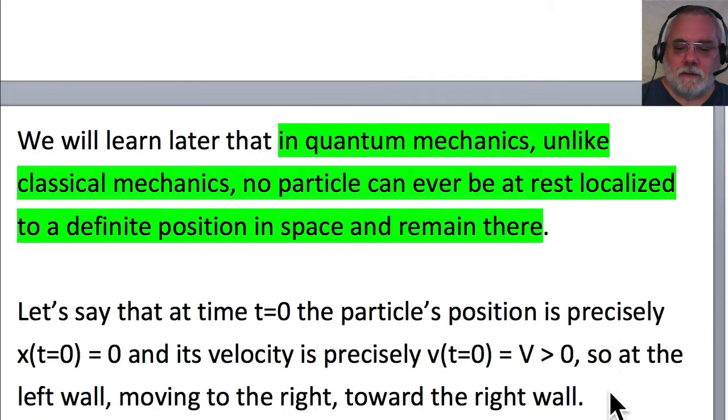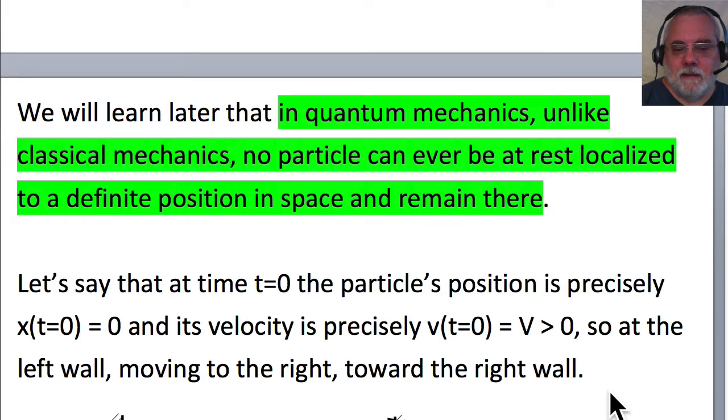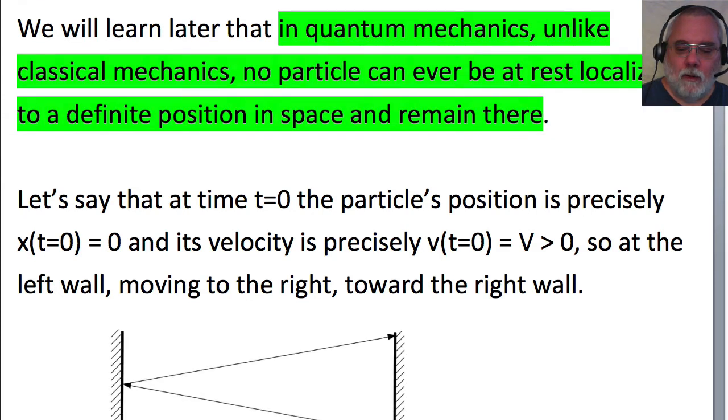Now, back to classical mechanics. Let's say that at time t equals 0, the particle's position is at the left wall, x equals 0, and its velocity is precisely v. So it's at the left wall, moving to the right, toward the right wall.